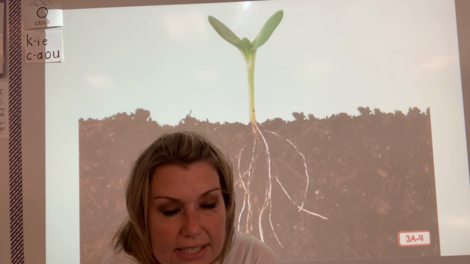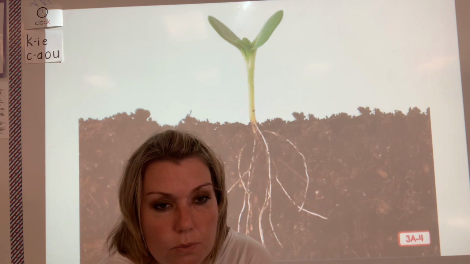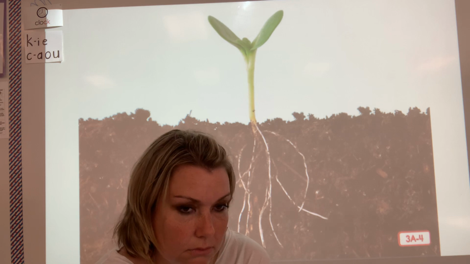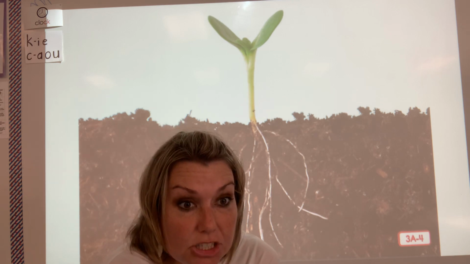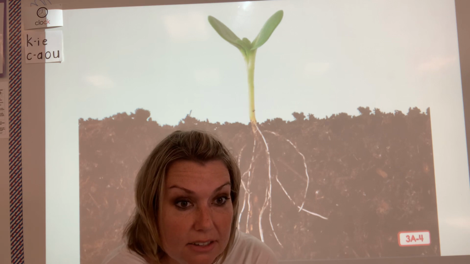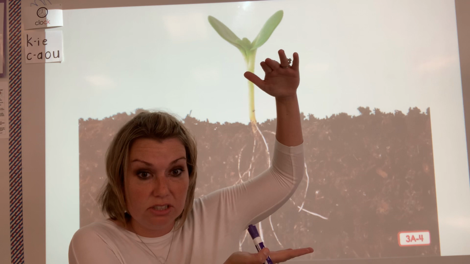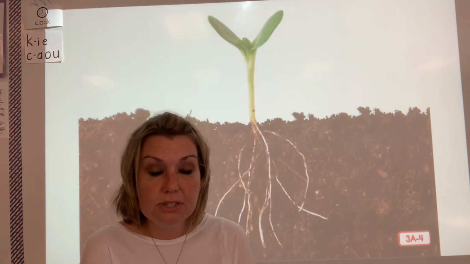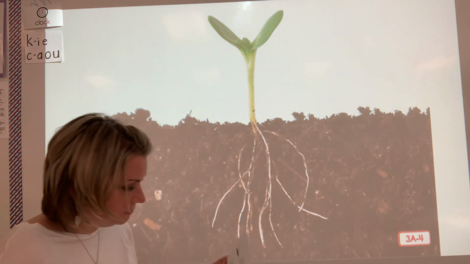Okay, so why does it take longer for a tree to grow than a flower? Why would that take longer, do you think? Because it's bigger. It's much, much larger, right? A sunflower could maybe be this tall, but a tree is as tall as a house. So it's going to take it a lot longer to grow. Very good.